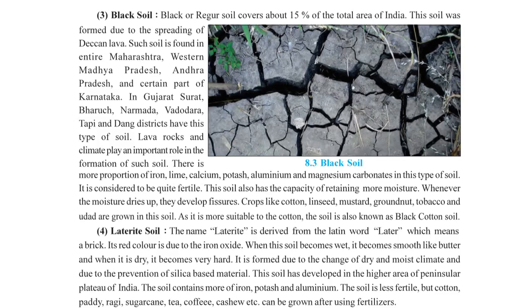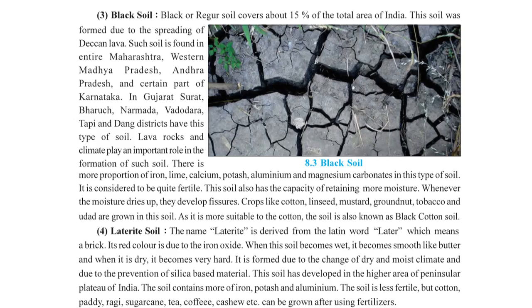It is very good for the production of cotton. It is also good for the production of sugarcane. There is a larger proportion of iron, lime, calcium, potash, aluminum and magnesium carbonates in this type of soil. These are the elements present in large proportion. It is considered to be quite fertile. This soil also has the capacity to retain moisture. Moisture, that is nami, right? It retains moisture for a longer period of time.